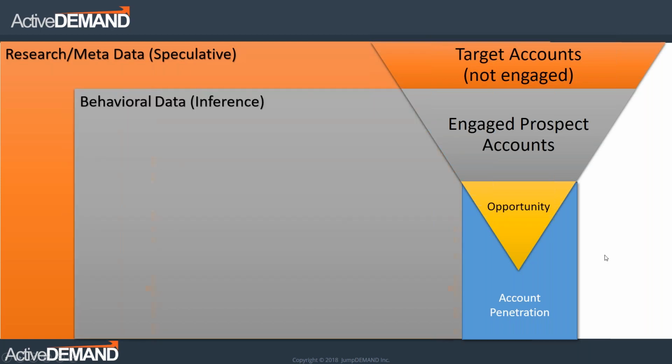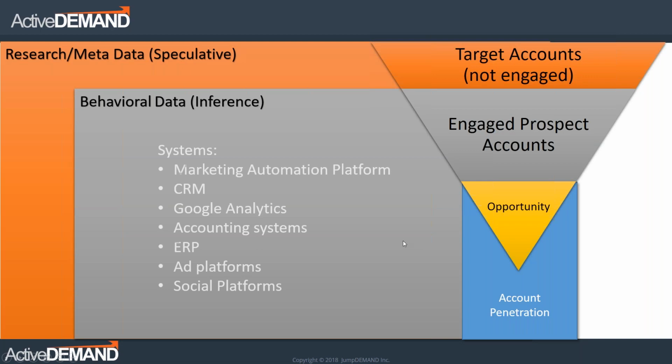Now, the next type of data is the behavioral data, and this can only start when the prospects are actually engaging with your marketing activities. It's behavioral, so there is some inference involved. So they are on this page for a long time, chances are they're interested in that topic, or they came from this other site, or they engaged with this ad. It is direct engagement, but there is, I would argue, some inference involved.